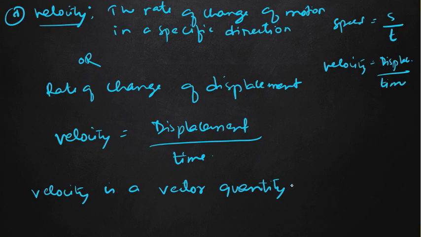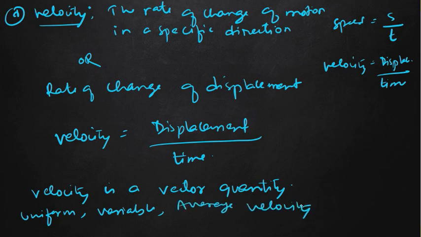Next we have our average velocity. What will be the average velocity? It is the total distance traveled in a specific direction divided by total time. So we just have to put a specific direction and you will get the answer. So you write all these definitions: uniform velocity, variable velocity, then our average velocity.